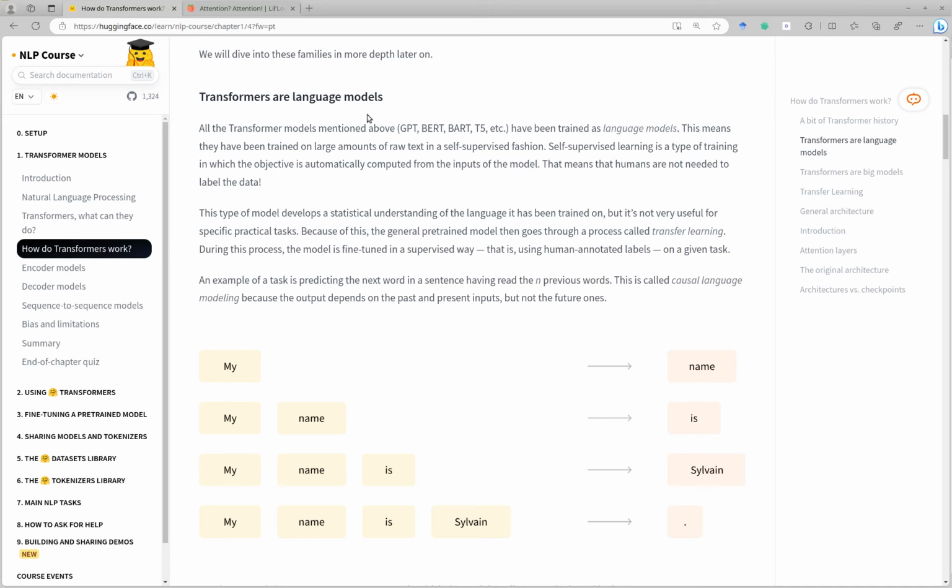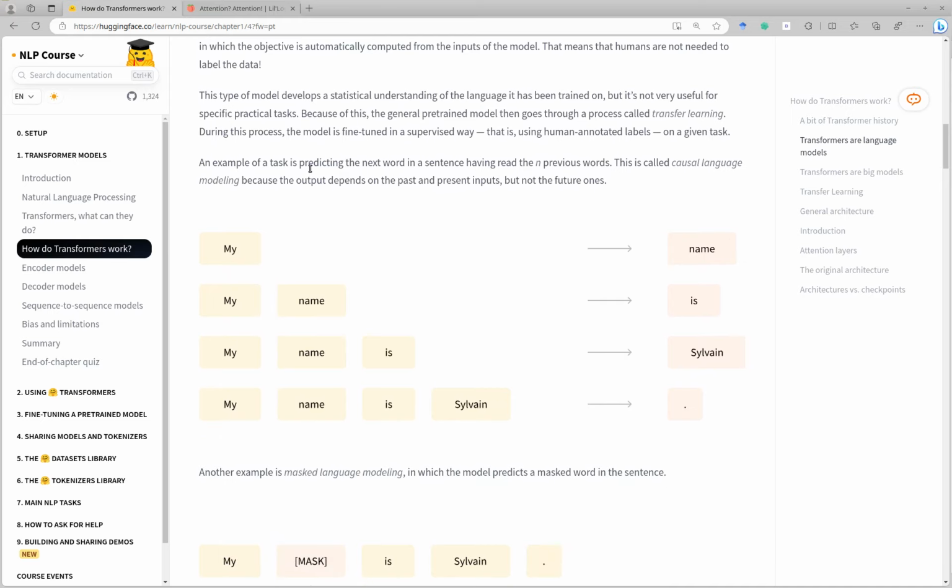The main purpose of those models is to develop a statistical understanding of the language they were trained on, and later those general pre-trained models can be used for any particular task through the process of transfer learning, and then fine-tuning them in a supervised way through human intervention.